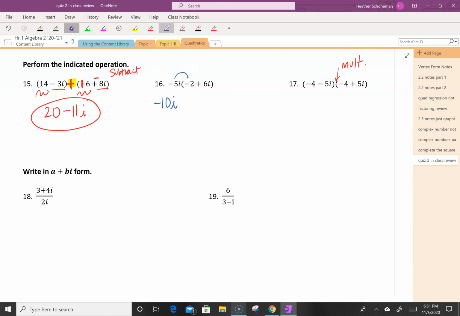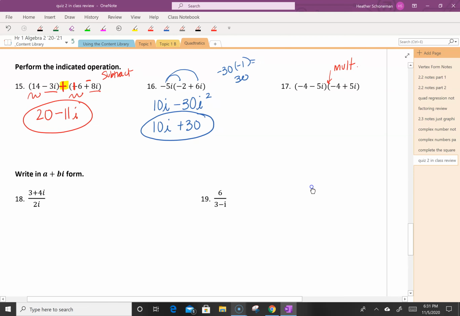On 16, I'm going to distribute, because this is multiplying, so I get negative 10i. I'm just kidding. I get positive 10i, because a negative times a negative is a positive. So I have 10i, and then negative 5 times 6 would be negative 30i squared. But we know i squared is negative 1, so this is really negative 30 times negative 1, which is 30. So this is 10i plus 30.